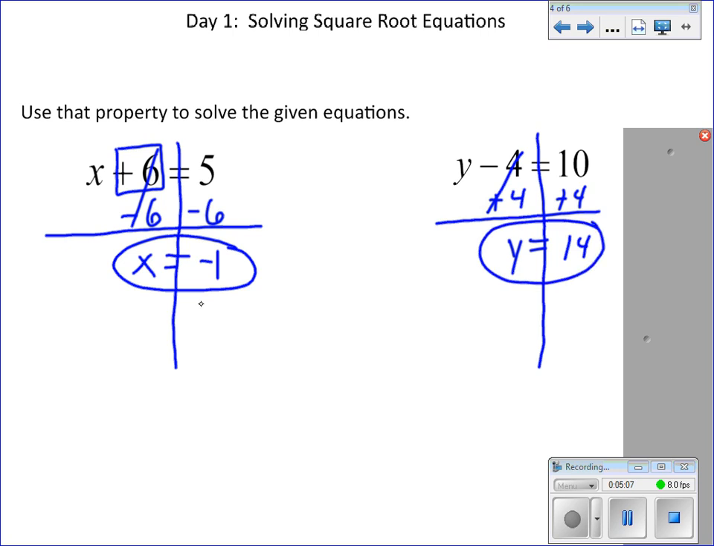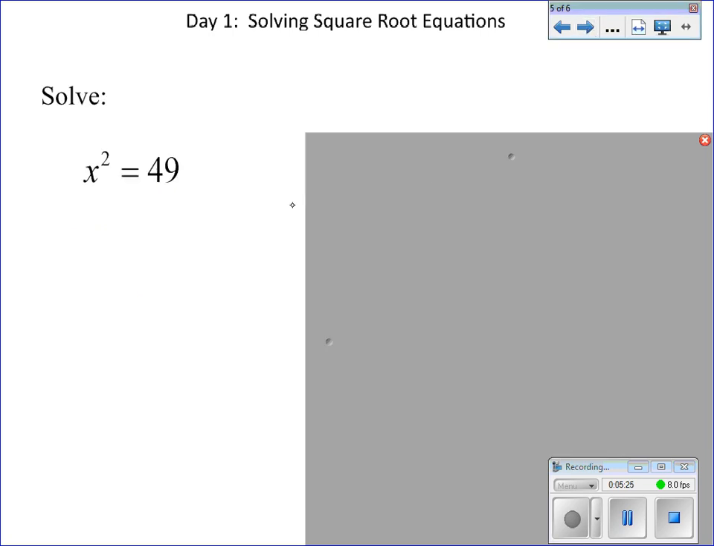So again, this should be review. You should have been able to solve one and two-step equations without a problem. Today we're not going to be doing that. Today we're going to be taking that and applying it to squares.